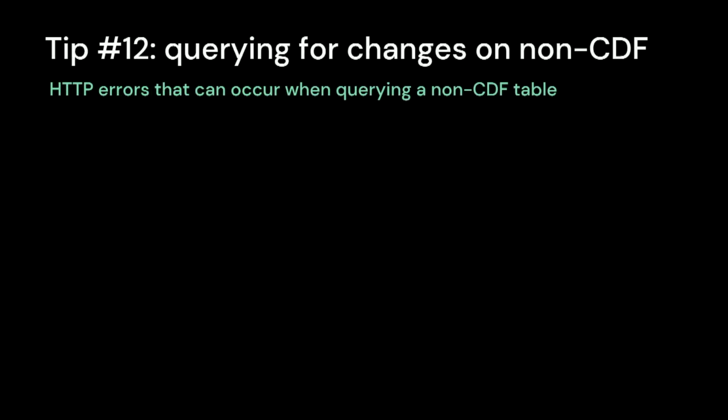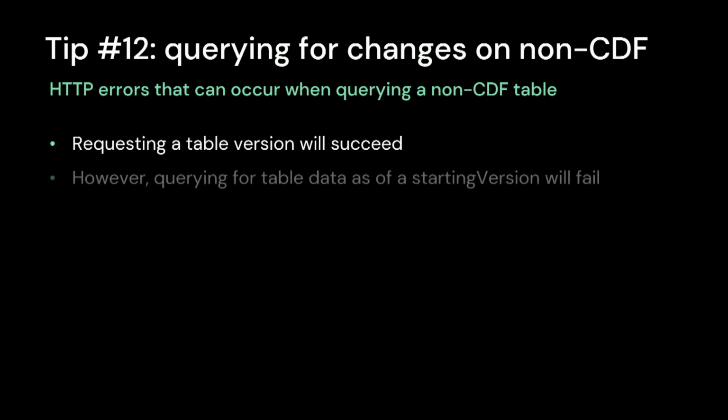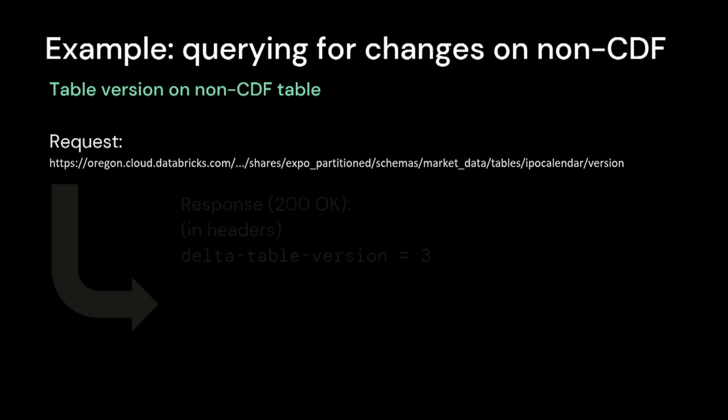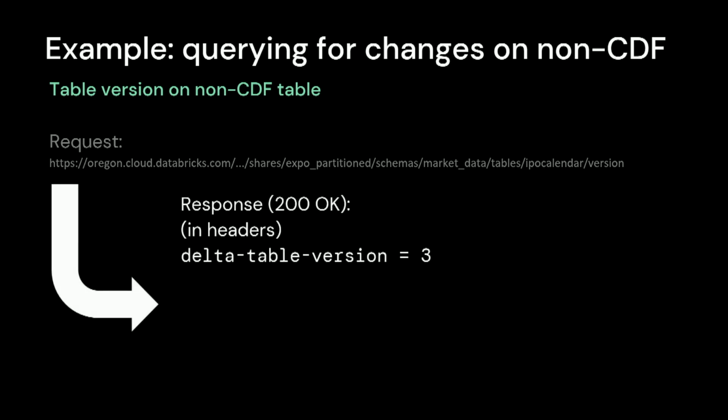Everything I just said, I want to flip on its head. What happens if I query for change on a table that doesn't have CDF? And this, too, can lead to some very interesting, improbable results. I can request a table version, but if I try to query for a table as of a starting version, it will fail. So here, let's look at an example. I'm going to query a table version on this table called IPO calendar, and I get back that the Delta table version is 3. I don't know anything more about it other than it's version 3.